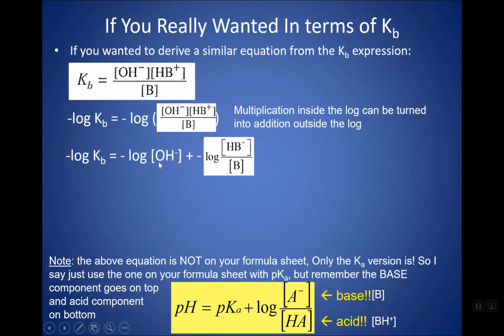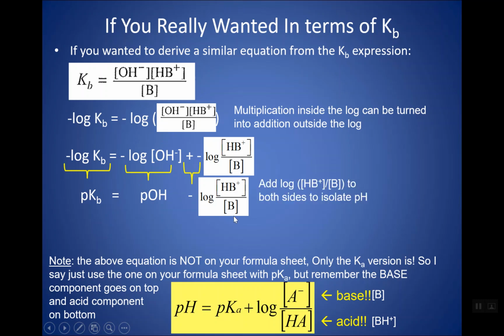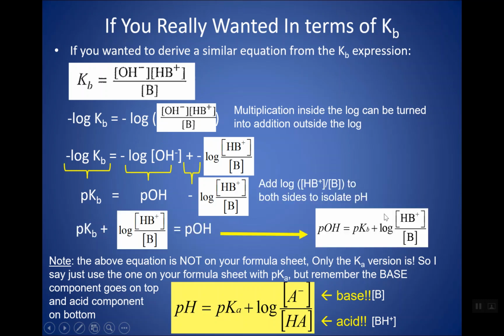Now I have the negative log of the acid component over the base component. You can totally use this equation now. Totally up to you. But I say just use the one on your formula sheet and remember that the base component is on top and the acid component is on the bottom. And if they give you a Ka or Kb, turn it into Ka. Why not? I think that's easier.